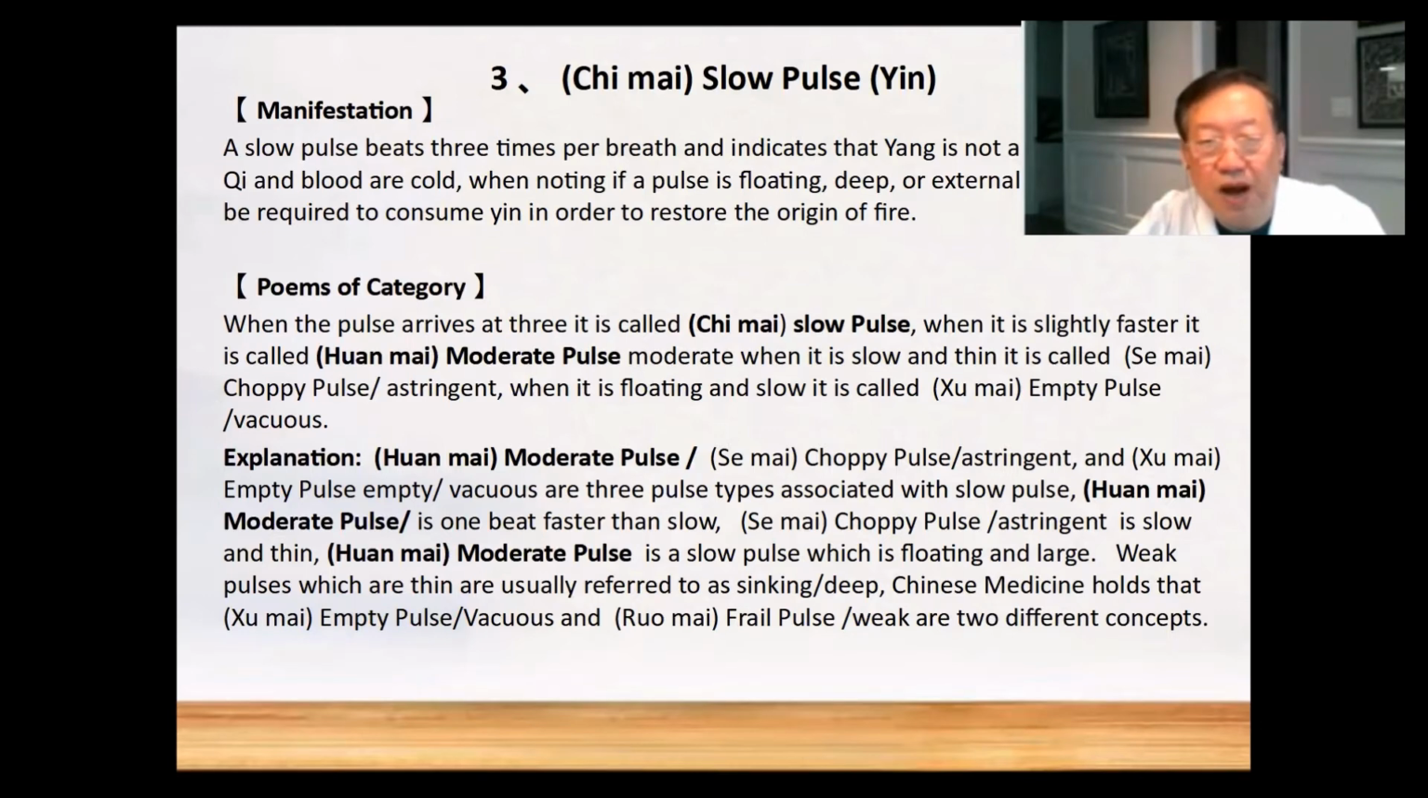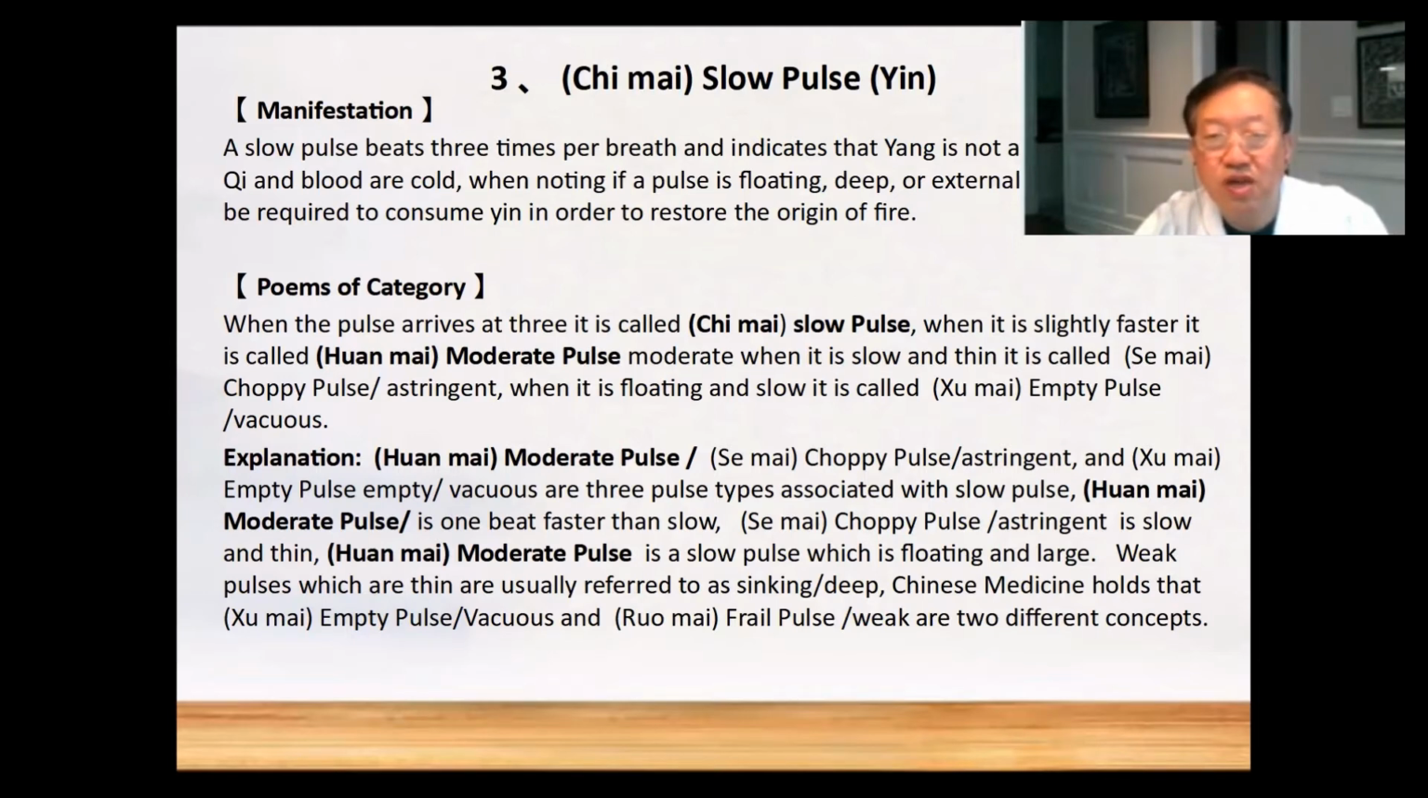Moderate, when it is slow and thin, is called Semai, or choppy or astringent pulse. When it's floating and slow, it's called Xumai, or empty pulse, or vacuous pulse. Explanation. Huan, or moderate pulse, Semai, choppy or astringent pulse, and Xumai, empty pulse or vacuous pulse, are 3 pulse types associated with slow pulse.